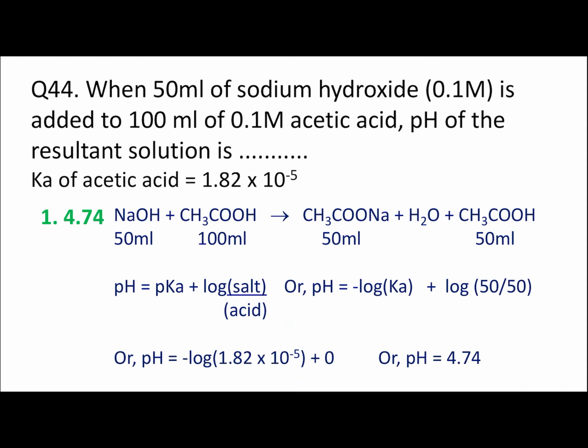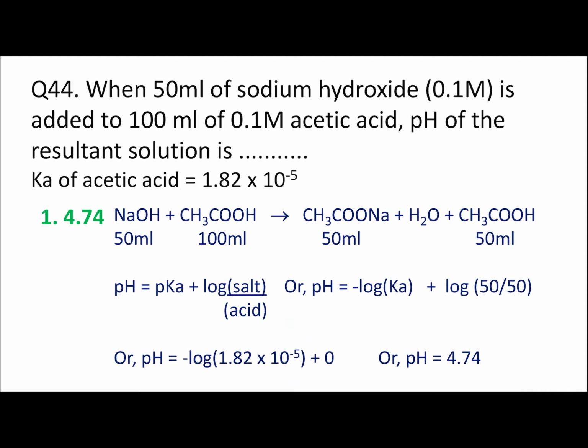equal to pKa, and by applying one formula also the same result will come. You can see here pH equal to pKa plus log salt upon acid. We can calculate pKa by minus log Ka, negative logarithm of the dissociation constant, plus log concentration of salt and acid. Salt formed is 50 ml and acid remaining is 50 ml. So 50 by 50 equal to 1, log 1 means 0. It will be cancelled out, and we have remaining only the negative logarithm of Ka. So pH equal to 4.74.